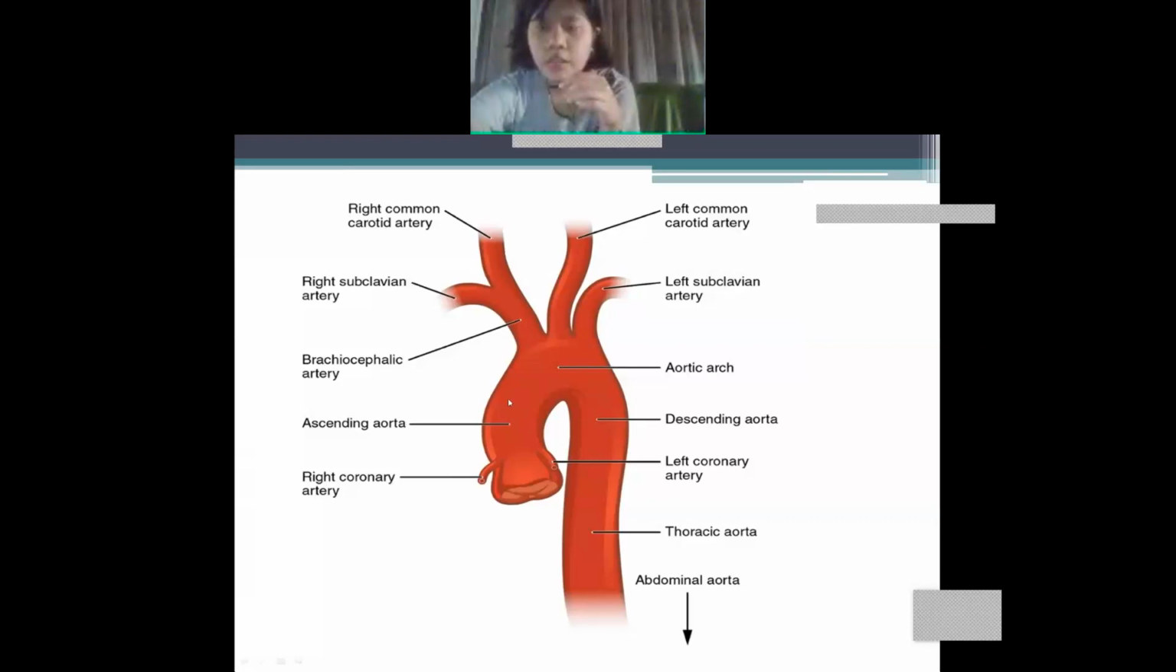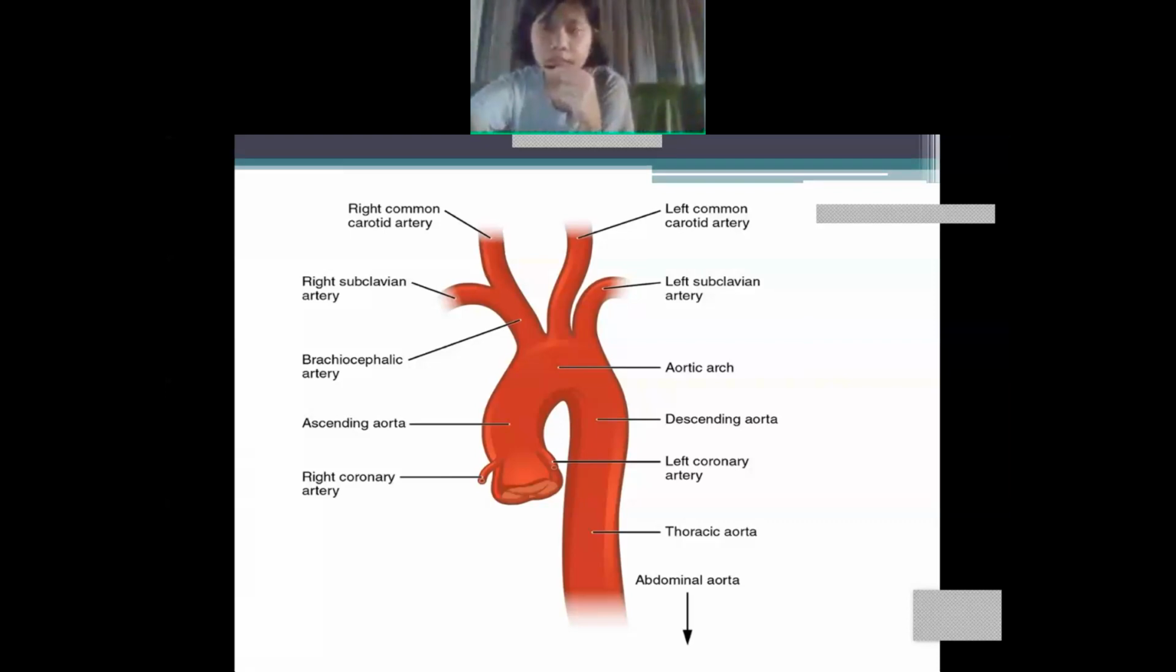First is the ascending aorta, and next is the arch of the aorta, or you can say aortic arch. The next is the descending aorta. This aorta starts from the left ventricle part of your heart. This is the largest artery in the human body, and it carries oxygenated blood. Oxygenated blood means the presence of oxygen. This blood is supplied to all the parts of the human body.